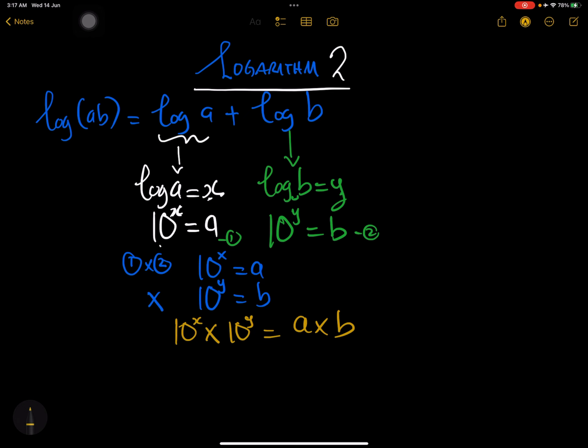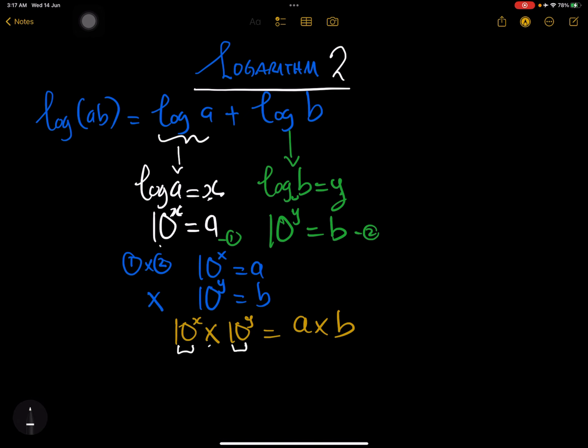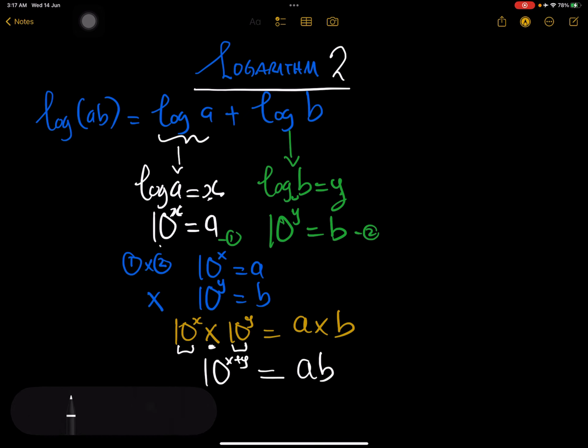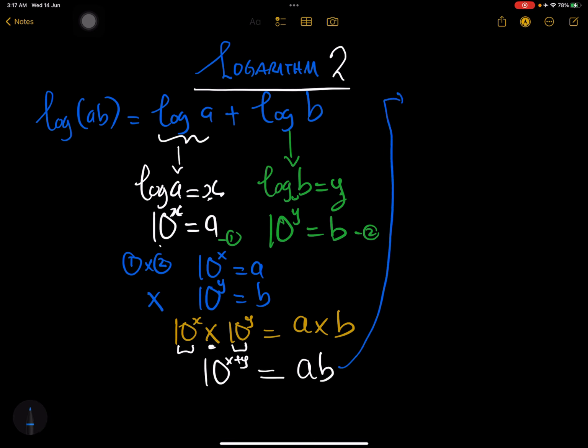We know clearly that because this base and this base are the same and the multiplication sign is in the middle, we are going to add the exponents. We're going to have 10 to the power of x plus y is equal to ab. Now, I hope we see the drift where we are going with this. We have ab is equal to 10 to the power x plus y.